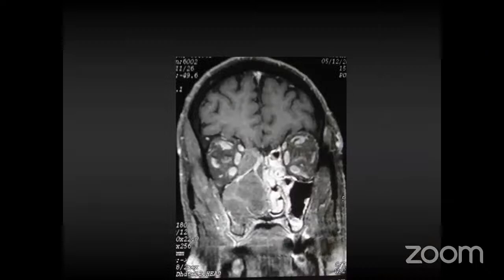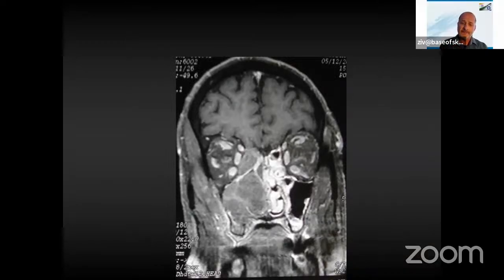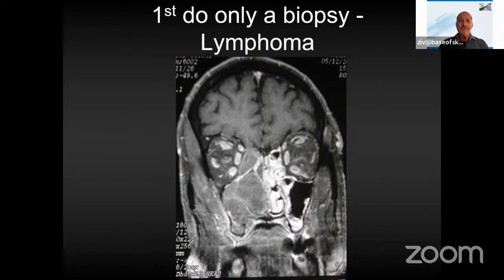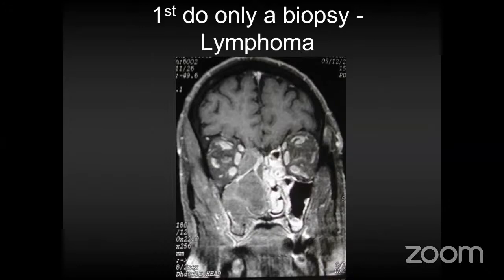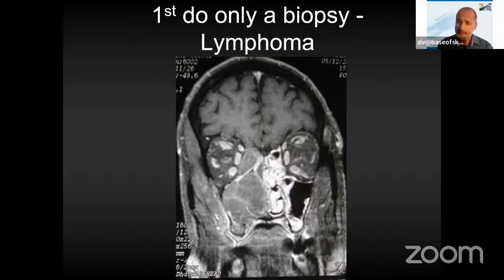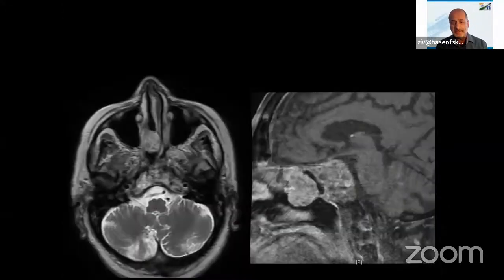But a biopsy is crucial. So when you see a tumor like this, and you think, let's try to remove that with an endoscopic approach, that may be wrong because this is a case of lymphoma, for example, and any surgery is not needed and useless in this case. So a simple biopsy in the clinic is enough to treat this patient. Surgery is not part of the management of this patient.